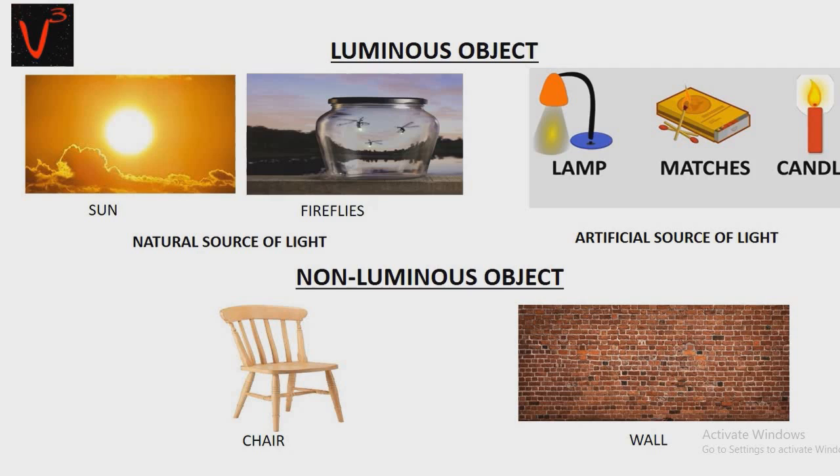For example, if I want to say the light emitted by an electric torch, you have a torch at your home. When you switch it on, the light comes out. You can call a torch a luminous object.